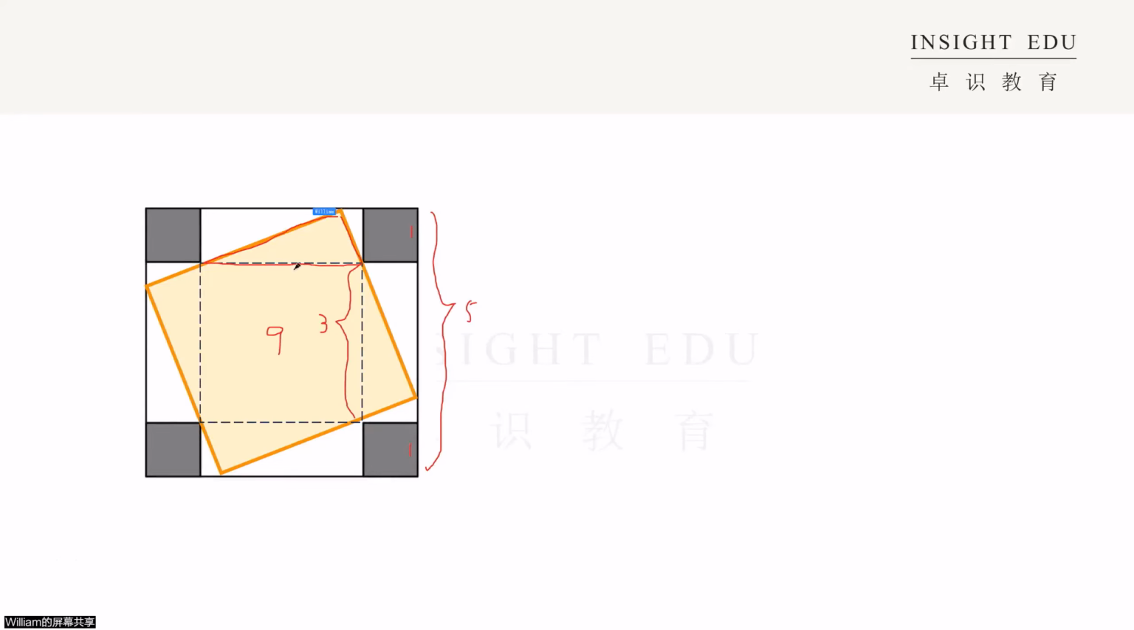We can see that the base equals 3, right? The length of the base equals 3. And what is the height on the base? This is also 1, right? So what is the area of this triangle? It should be 1/2 times 3 times 1. So we have 3/2 or 1.5.